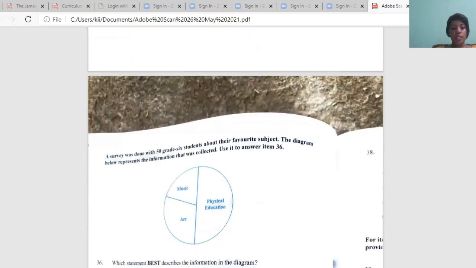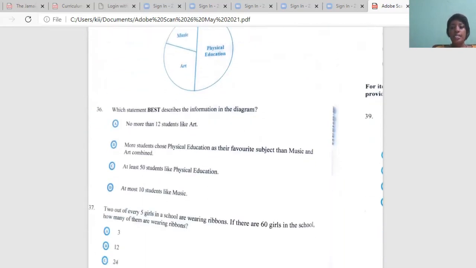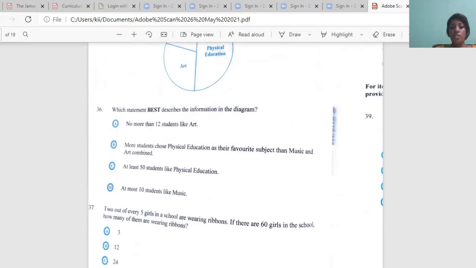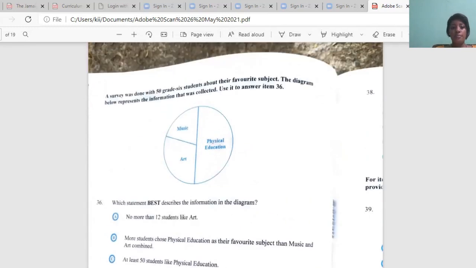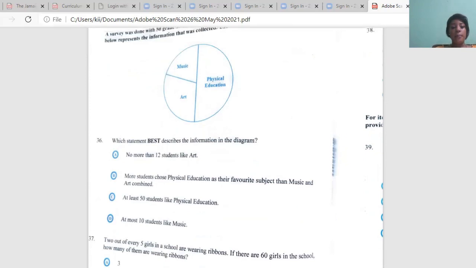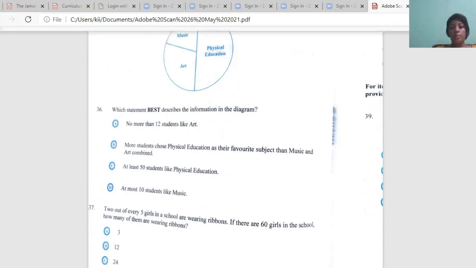Move on to the next question. A survey was done of 50 grade 6 students about their favorite subject. The diagram below represents the information that was collected. Use it to answer item 36. Which statement best describes the information in the diagram?